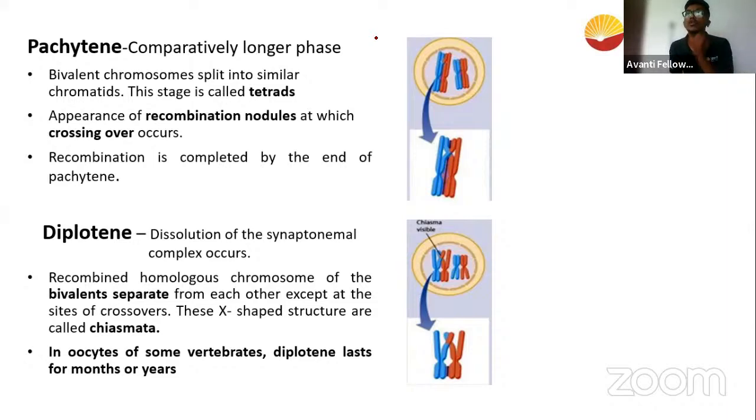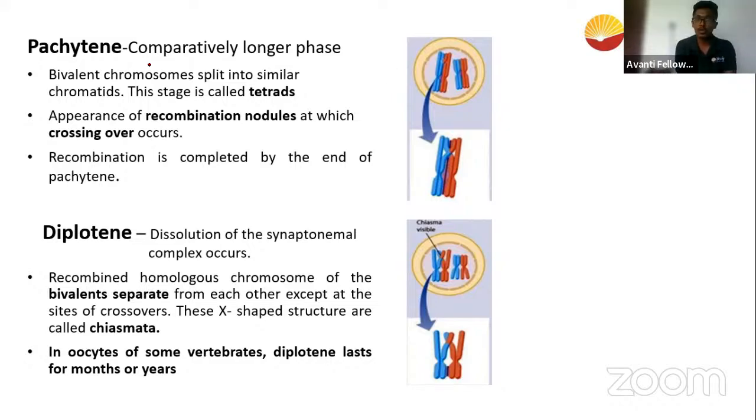What is recombination? That means bulk sharing of information happens. This is a very, very crucial step. So this crucial step is giving you all the beautiful varieties you see in your classroom, in your human beings, in the nature. So this is happening. This is called formation of recombination nodule. And I told you what is the meaning of recombination. So let's get back here.